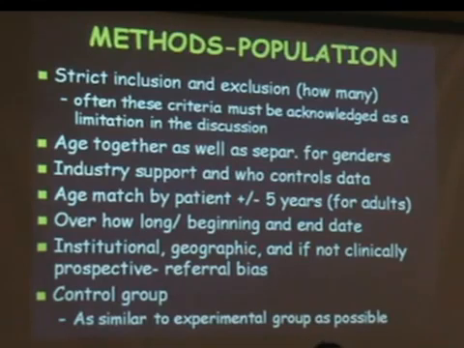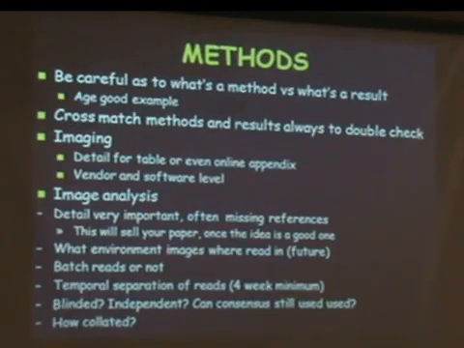So if you want a control group, they should be identical to your experimental group in every way but one. And that's your best control group. Hence, normal patients are usually never a good control. You understand that? Very, very good.